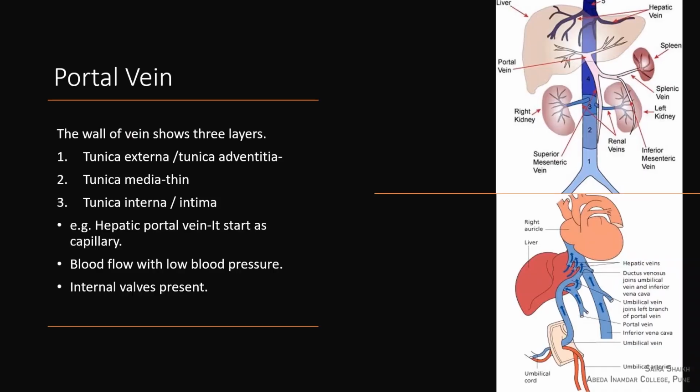Portal veins are the veins that are different from the normal veins. Portal vein starts as capillaries. These veins also show the three layers in their wall: the tunica externa, tunica media and tunica interna. Here also the tunica media is thin, as in the portal vein also the blood pressure is low and there is a need for valves to carry the blood up to the heart.